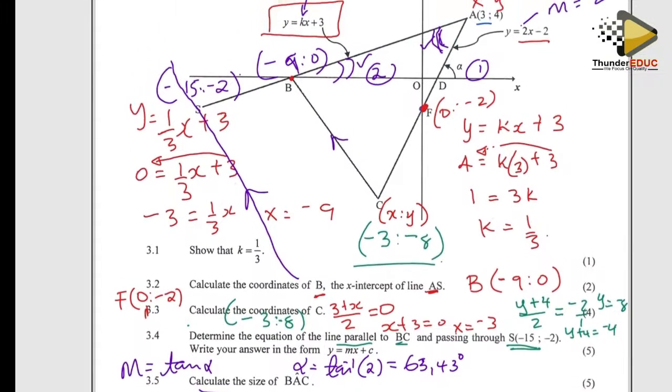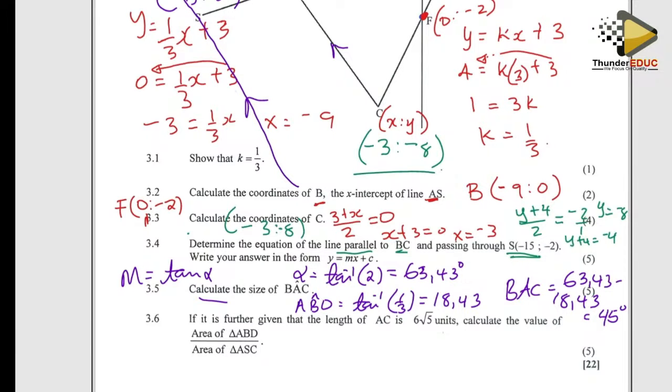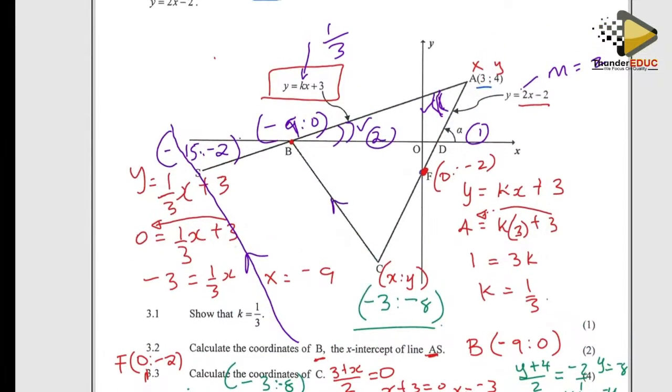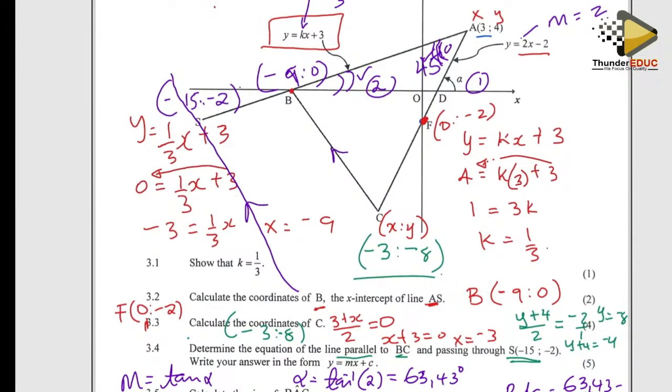So ABO is going to be the shift tan of 1 over 3. And then that is giving me 18.43. And then for me to get my BAC, it's going to be 63.43 minus 18.43. I'm getting 45 degrees. Okay, so which means this is a 45, a super 45. All right, then 3.6. It is further given that the length of AC is 6√5.